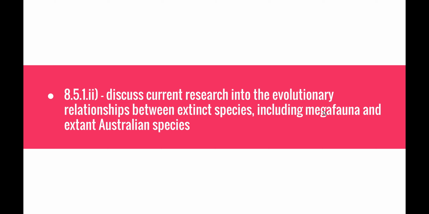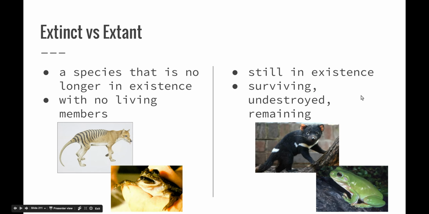This video will be looking at Evolution of Australian Biota, syllabus 8.5.12: discuss current research into the evolutionary relationships between extinct species, including megafauna, and extant Australian species. So firstly, what is the difference between the terms extinct and extant?